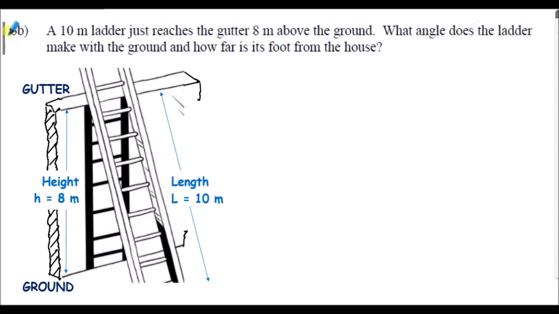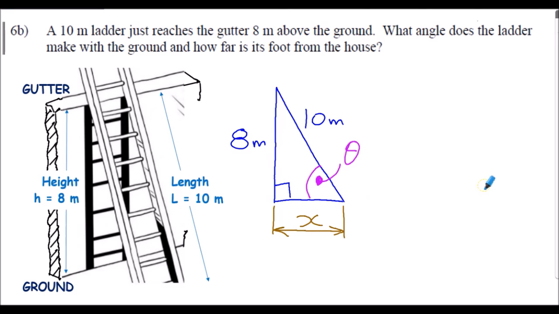So question 6b, a 10-meter ladder, shown here, L is 10 meters, just reaches the gutter, which is 8 meters above the ground. Here's the gutter, and it's a height h 8 meters above the ground. We're asked to find what angle the ladder makes with the ground and how far the foot of the ladder is from the house. So this slide shows the sketch. If you think you can now solve the problem from here, I'd encourage you to stop the presentation and attempt this question. But further information is shown on the following slide.